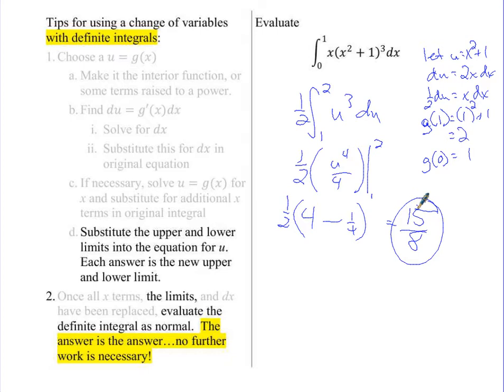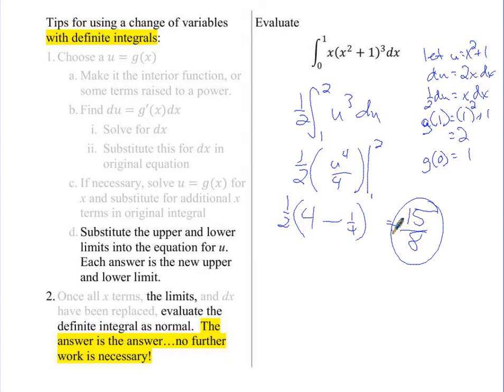That's the whole point of this. If you are evaluating a definite integral and you get down to here and you substitute in your upper and lower limits, what you've done is you've found a brand new function and a brand new integral that will give you exactly the same area as the original function with the original upper and lower limits. So once you've found this, you're done. You don't have to back substitute. You don't have to do anything else.